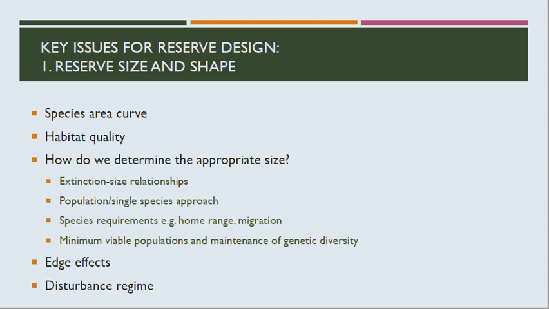So that means an ideal reserve shape would be a circle, a solid circle. And the least ideal reserve shape would be a long line which has lots of edge. Circles have minimum edge, lines have a maximum edge. So if you had to choose between a reserve which was linear and a reserve which was circular, you would go for the circular one. Disturbance regime must also be taken into account.